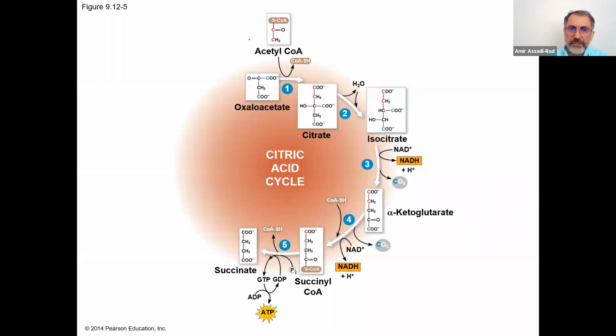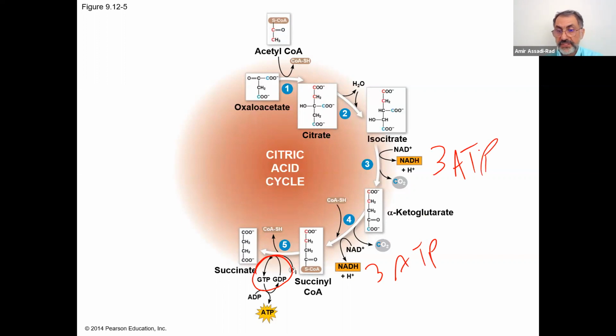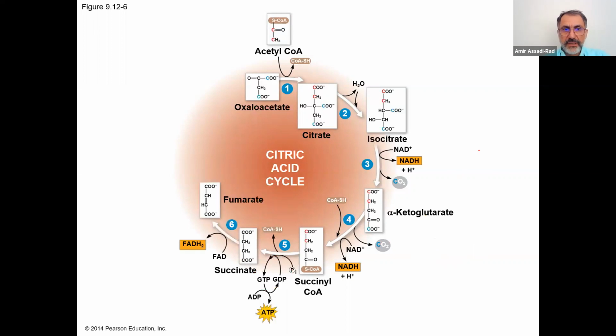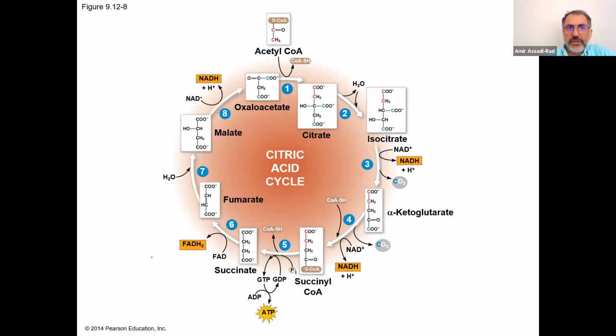And then you make 1 GTP. GDP becomes GTP, that is equivalent to 1 ATP. These are equivalent to 3 ATP, 3 ATP, okay? And then succinyl-CoA becomes succinate. Succinate becomes fumarate. In that process, FADH2 is made. FAD becomes FADH2, and fumarate, oh, sorry, why do I do that? Fumarate becomes malate, and malate becomes oxaloacetate. And another NADH is made.